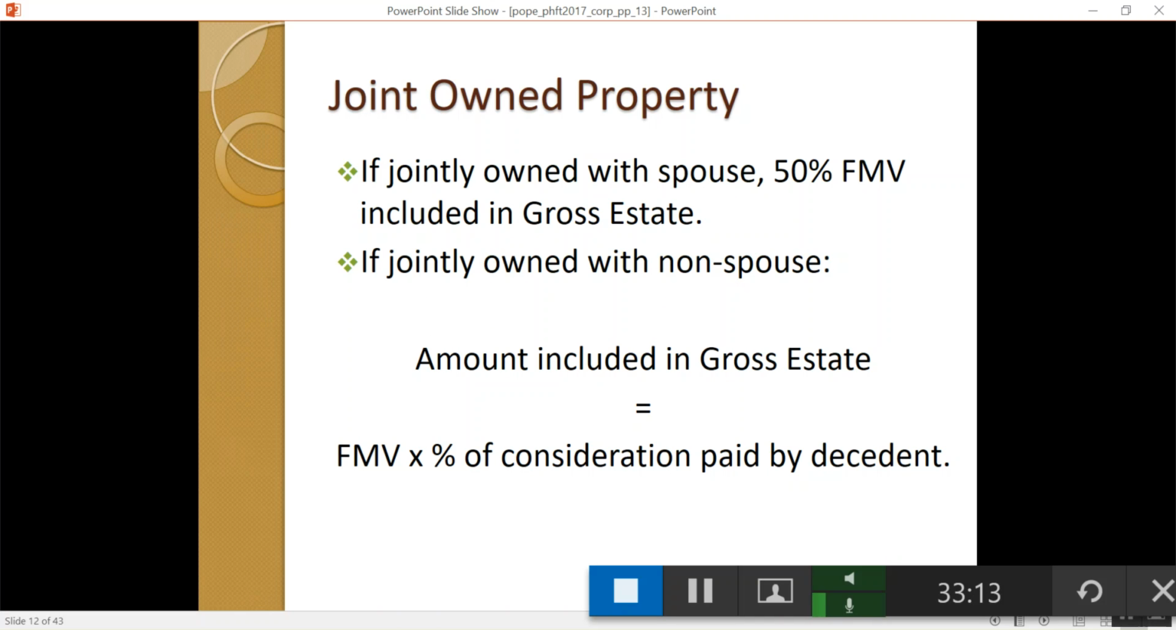Now, you could have situations where you have property jointly owned by the decedent and either his spouse or someone other than his spouse. We have to know how much, if any, of that jointly owned property we're going to include in the decedent's gross estate when the decedent dies. The rule is that if the property is jointly owned with his spouse, then 50% of the fair market value of that property is included in the gross estate of the decedent. If the property is jointly owned with someone other than his spouse, then the amount to include in the gross estate equals the fair market value of the property multiplied by the percent of the consideration paid by the decedent when he and his non-spouse first bought the property. So the example they give, let's see if they give it here.